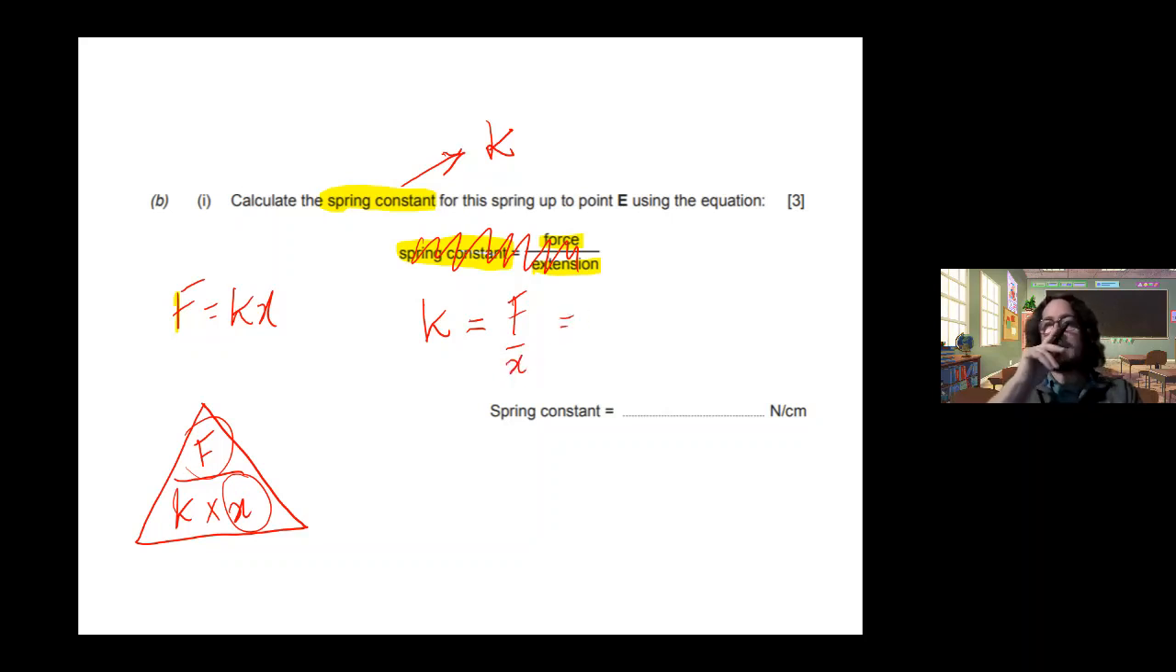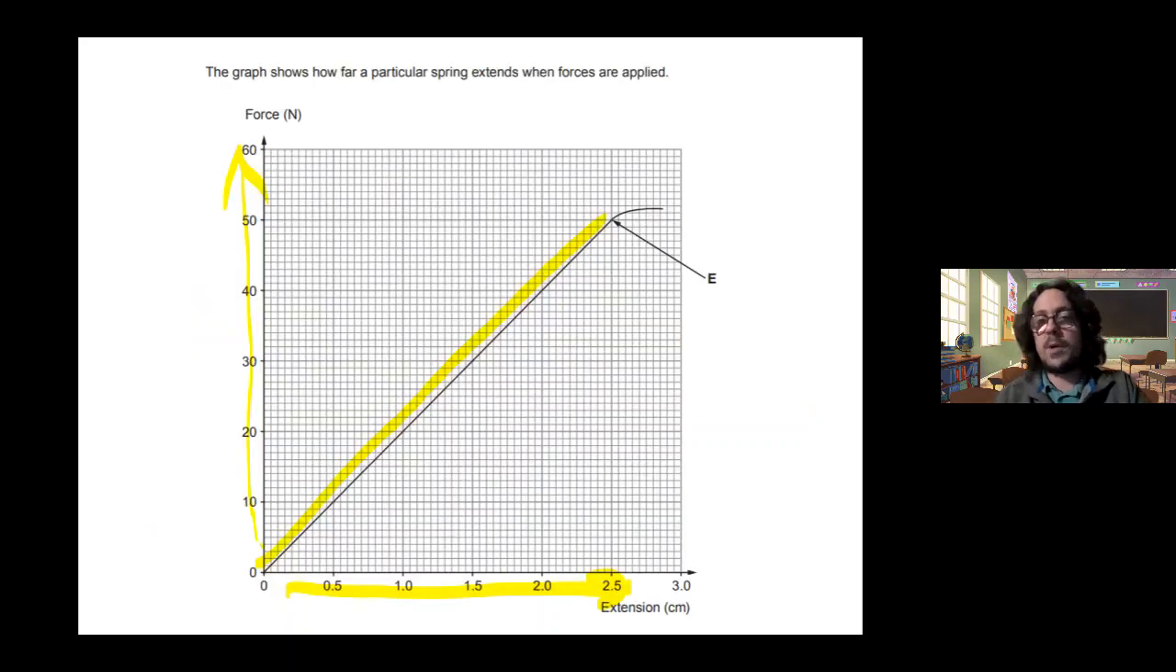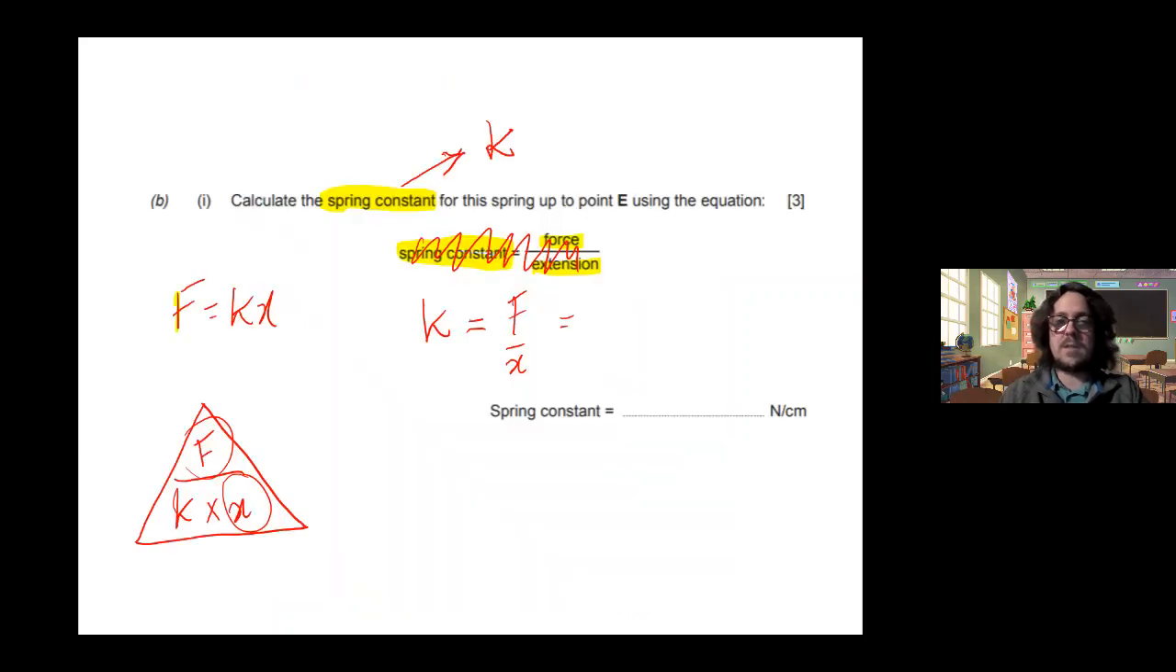Now the force in the question, the point E. So let's have a look. Where's point E? Oh, point E is right there. Force here is 50, and the extension is 2.5 centimeters. So the spring constant is 50 divided by 2.5. The answer to that, if you type it in, is 20.